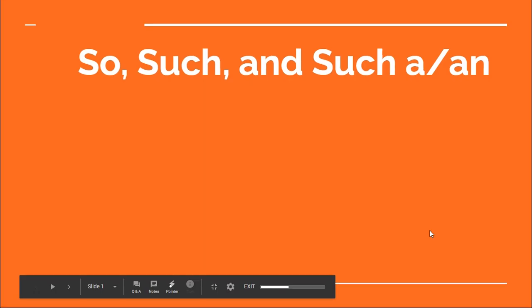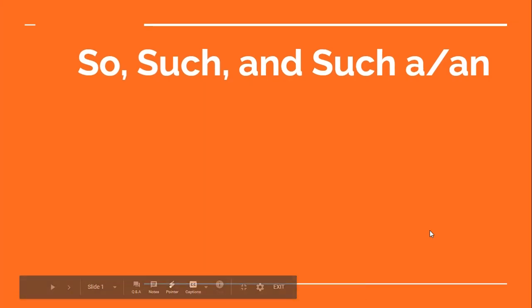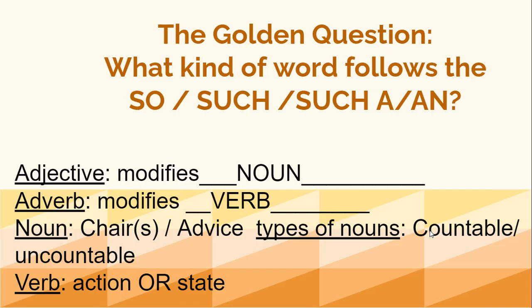Okay, today we're going to see how to use expressions like so, such, and such a or such an. First, let's have a golden question. We have to identify the kind of word that will follow each of these expressions. And for that, let's remember: an adjective modifies a noun, an adverb usually modifies a verb.